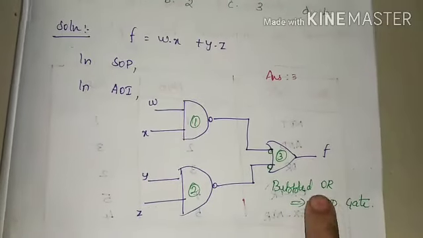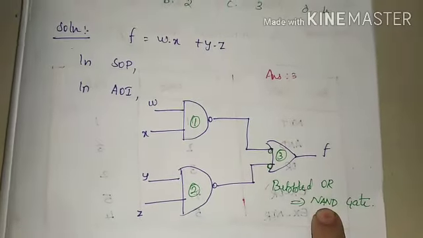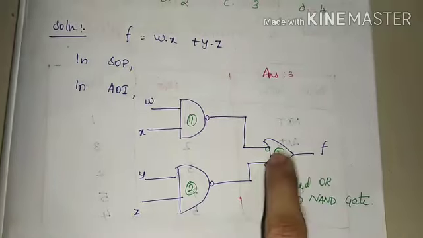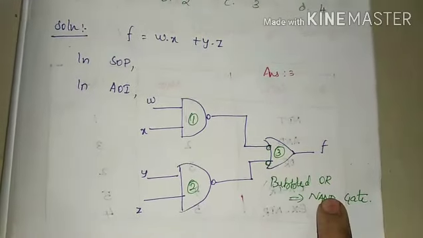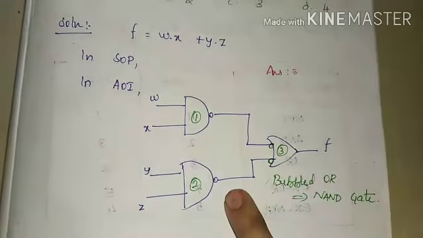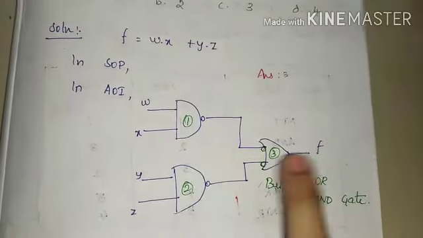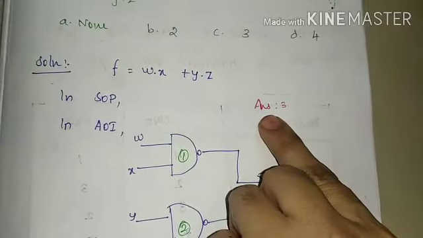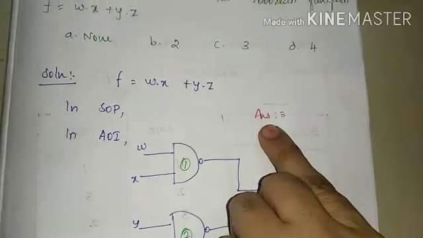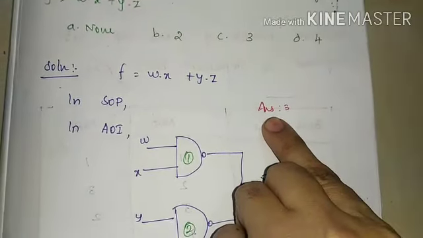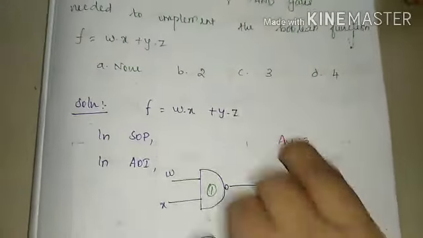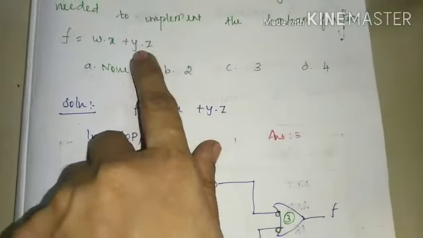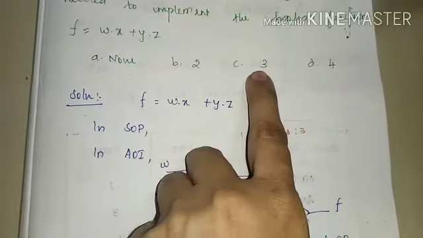See, bubbled OR gate is also called as NAND gate. So how many NAND gates here? 1, 2 and 3. So the answer option C, 3, is the correct answer for the given question. The minimum number of NAND gates required to implement the given function f is equal to wx plus yz is 3.